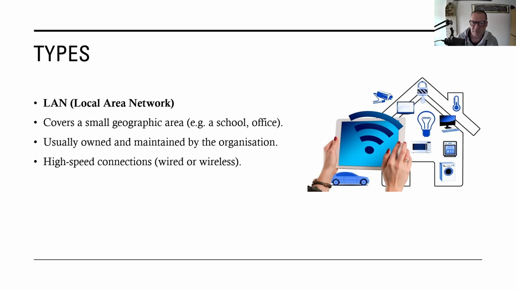There are different types of network. Let's start with LANs. LAN is a local area network. This is something that covers a small geographical area. It could be a home, a school, an office, a factory, but one localized area. And usually all the equipment is owned and maintained by the organization itself. Connections can be very high speed. They can be both wired and wireless connections within the LAN.